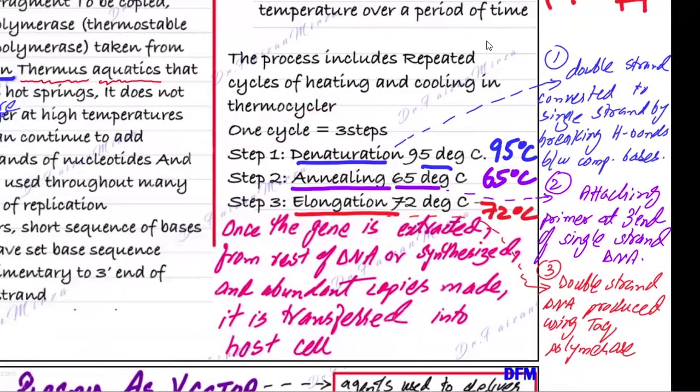We know that the DNA we have is a double-stranded DNA. We have to convert it to single strand by heating it. That breaks the hydrogen bond between complementary bases. So you heat it to 95 degrees Celsius to break the DNA from the double strand and convert it to a single strand. Then the second step is annealing. At annealing, you lower the temperature to 65 degrees Celsius. When you lower the temperature, this allows the primer to attach to the 3' end of the single-stranded DNA.